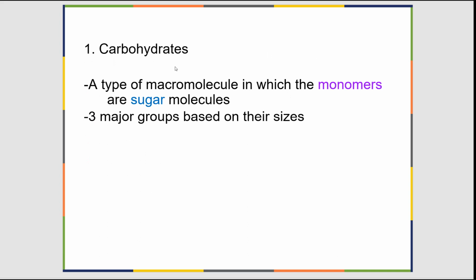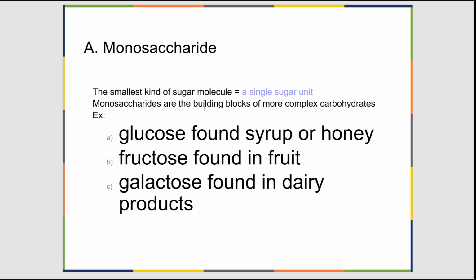So, carbohydrates. Carbohydrates are a type of macromolecule, large molecule, in which monomers, or individual units of sugars, are put together. Okay, so you have monomers of sugars stuck together. And we have 3 major groups based on their size. We have monosaccharides, and those are glucose, fructose, and galactose. Okay, so those are the 3 different types of monosaccharides.